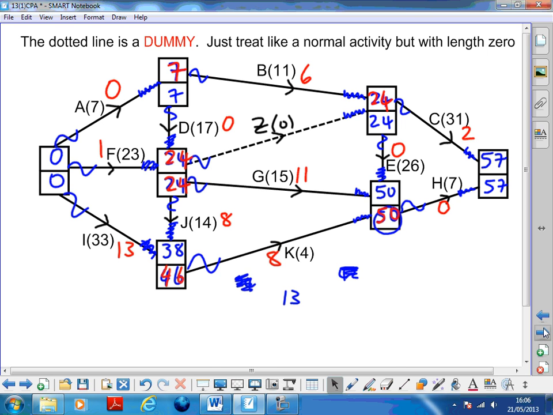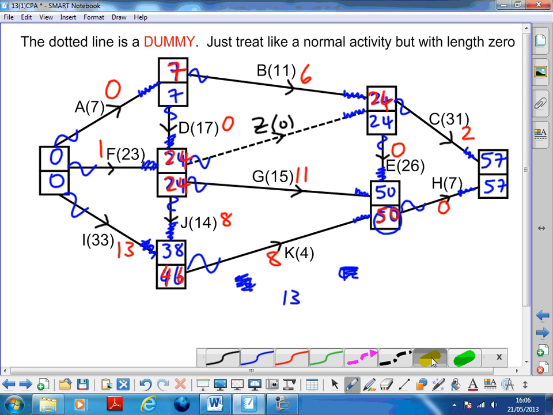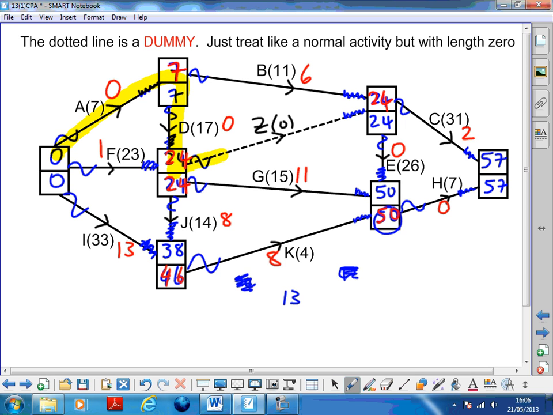So, our critical path, or paths, is A, and then D, and then we can skip along this dummy, like a portal, and it's got no length, it's not really an activity, and then E, and then H. So there's our critical path. Critical path is A, D, hop over the dummy, doesn't matter, it's not really an activity, E, H. And that's our critical path done for that one.